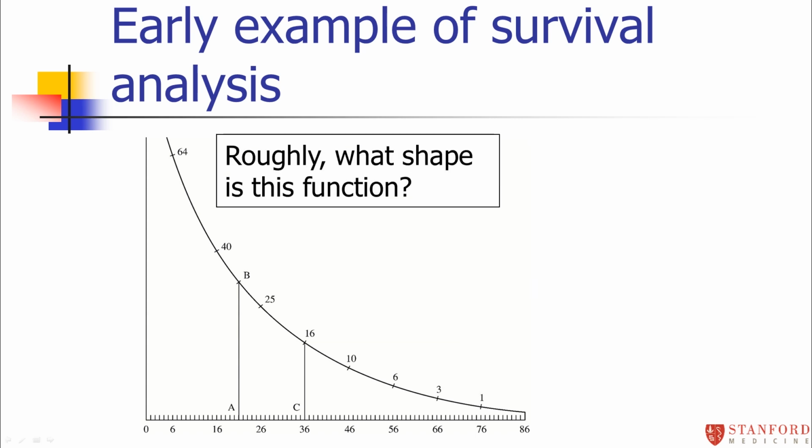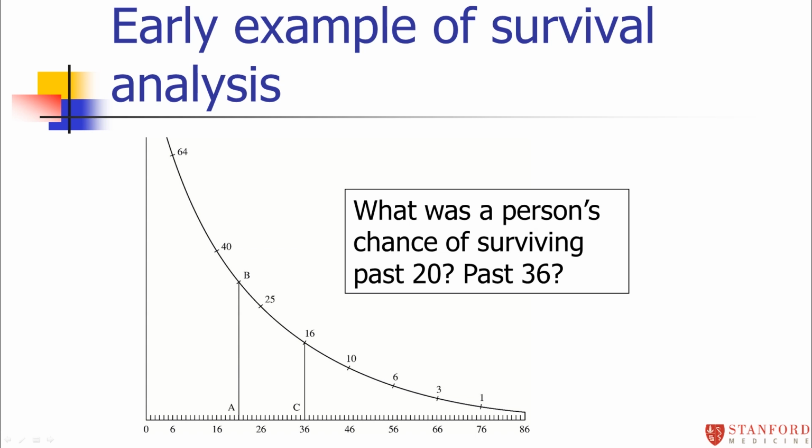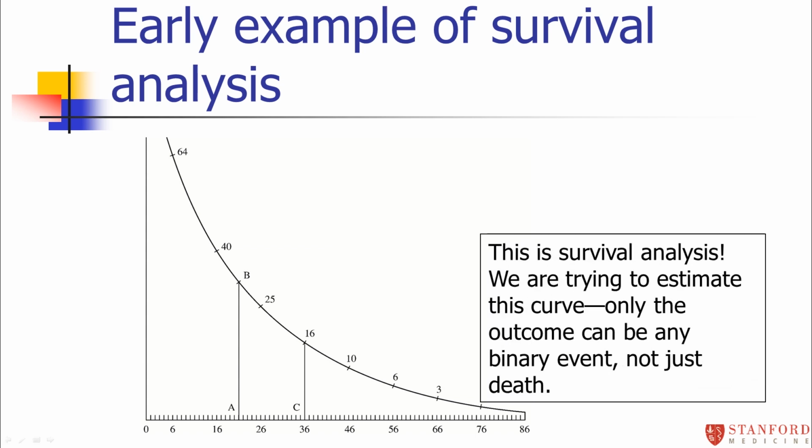There are all sorts of things we can ask about this curve, like what's the shape of this function? This is sort of an exponential curve you're seeing here. We can define the curve based on the chance a person survived past a certain age, past 20, past 36. When we talk about the Kaplan-Meier curve, that's essentially what we're doing. We're saying how many people survive event-free past certain time points. And this is a survival analysis. We're trying to estimate this curve. We're going to do what's called a non-parametric estimate of this curve, an empirical estimate of this curve. That's a Kaplan-Meier curve, in just a minute. Again, this doesn't have to be time until death. It can be time until any event that you want, any binary event.